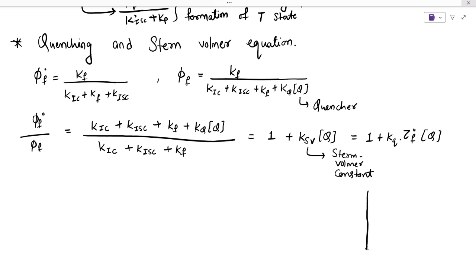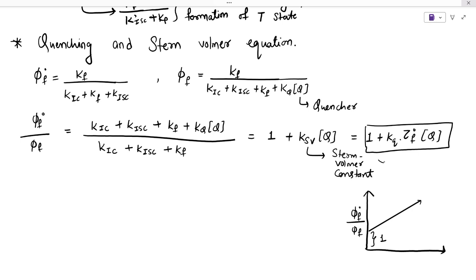Also, we can draw the graph, because this equation is of the form y equals mx plus c. On the y-axis we take psi f naught by psi f, and on the x-axis we take the concentration of quencher. So the constant term is 1 and the slope is KSV, or we can write it as kq times tau naught F. So this is all about quenching and the Stern-Volmer equation.